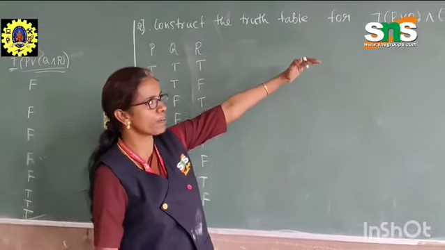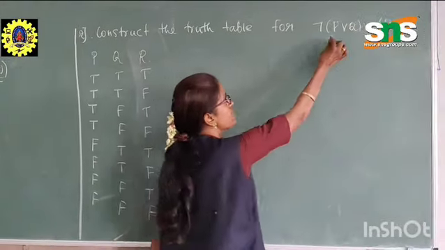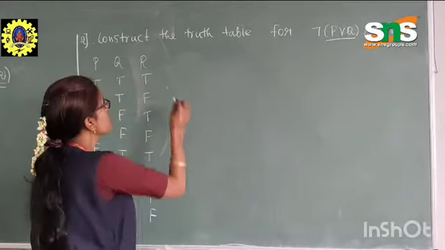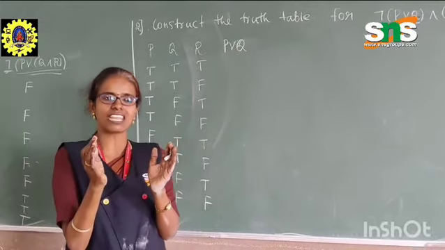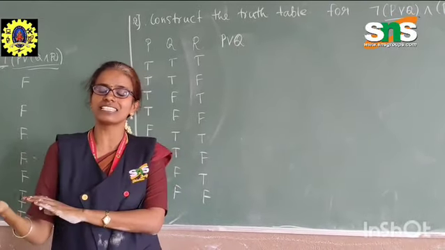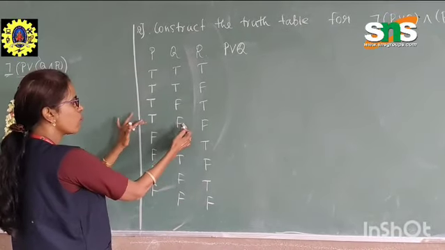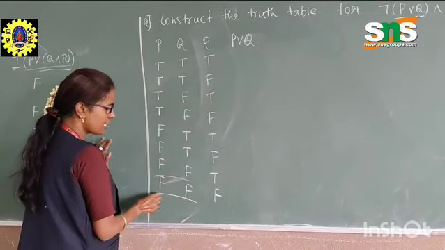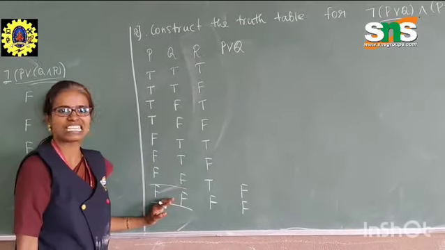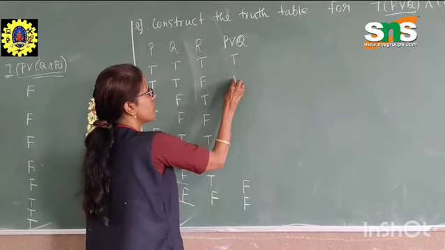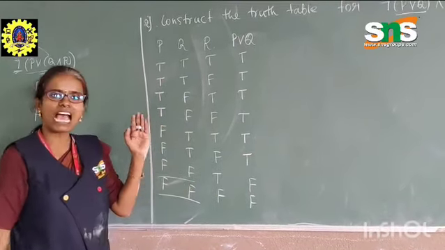Now you go for the expression one by one. You can move with the brackets. Suppose we are going to find the first bracket as P→Q. What does implication mean? Only when the first statement is true and the second is false is the result false. You can check for P and Q where that case occurs. That is the only case, so I put F here. The remaining all are true. So P→Q is over.